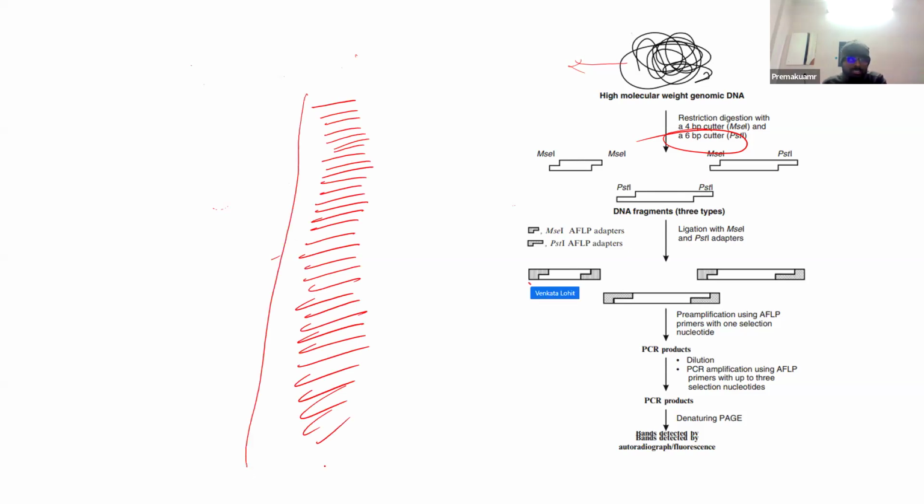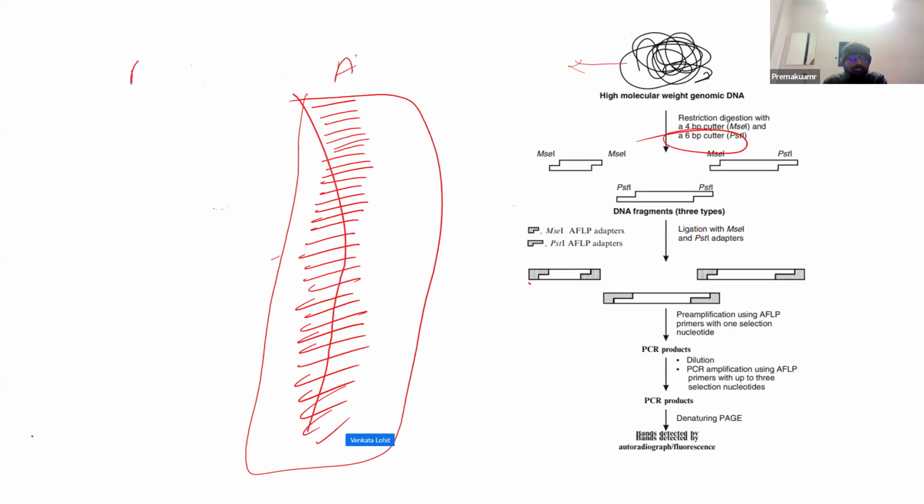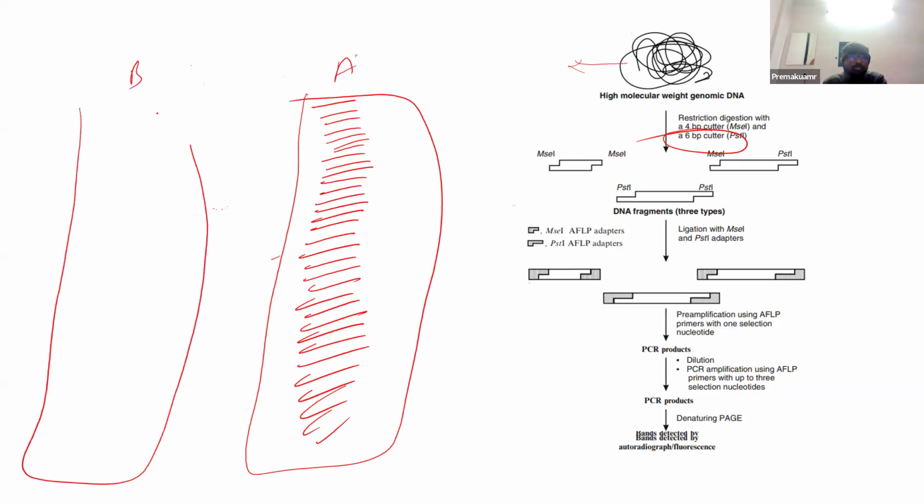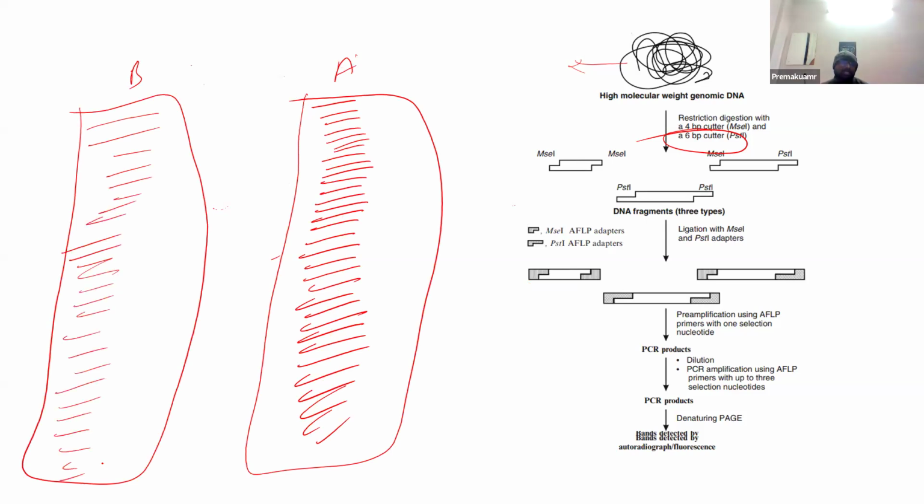When you look into the gel, for example, this is individual A, this is individual B. When you treat with a single restriction enzyme, you will get a smear like this. Can you draw any interpretation from this?